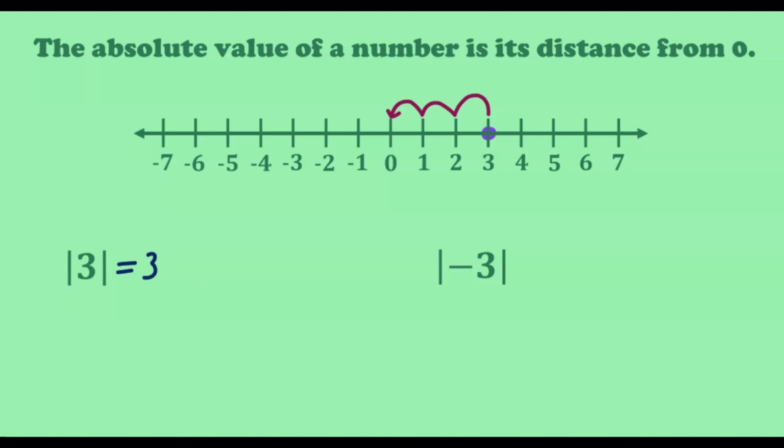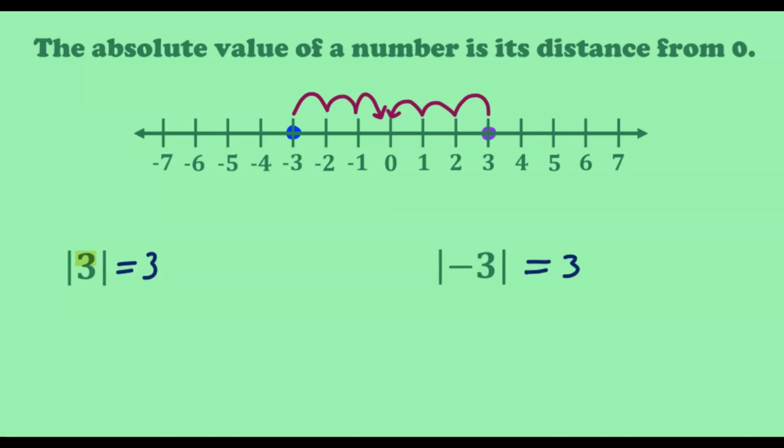Next, let us consider the absolute value of the number -3. So first of all, let us mark the number -3 on the number line, and we can see that the number -3 is over here. Now let's find the distance of this number from 0. We jump 1, 2, 3 times to get to 0. And that means that the distance of the number -3 from 0 is 3. And so the absolute value of -3 will be equal to 3.